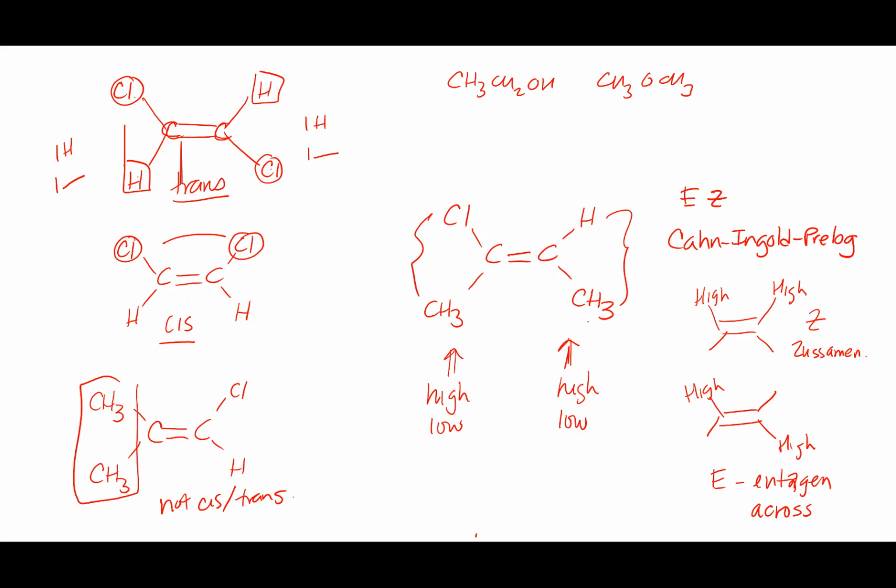So they came up with these sequence rules. And these sequence rules are used to determine priorities of groups, but it's only used for EZ and later on for RS. It has no reality in terms of these groups are more important. It's just a naming priority. So everything is based on atomic number.